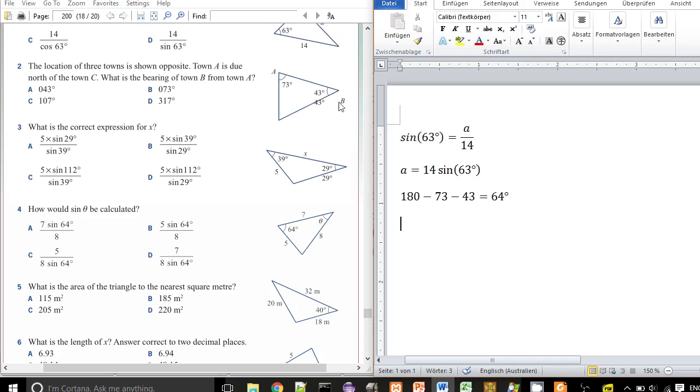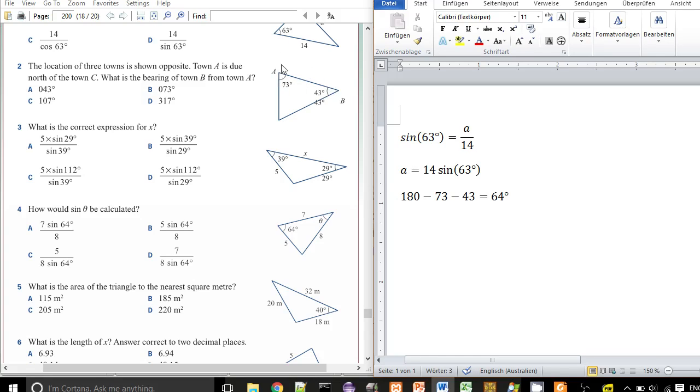Wait. Oh, wait, what? Hang on. What do you mean? Why is my answer not there? What did I do wrong? Maybe this was a mistake. If you add those, that's 116. That leaves 64. This has got to be 64, right? Oh, B from town A. I'm an idiot. I'm doing B from town C. Alright, there we go. That's 64, but whatever.